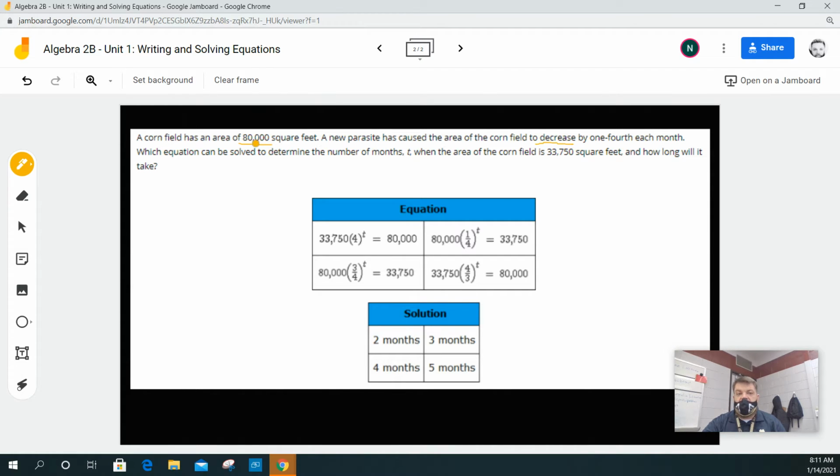All right, so this is probably our initial condition of 80,000, right? 80,000 is our initial condition. And it's decreased by 1/4 every month. So 1/4, but it's a decrease. So now this is interesting.